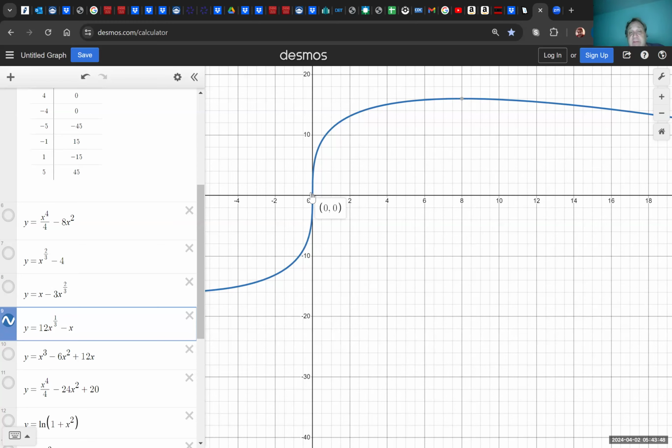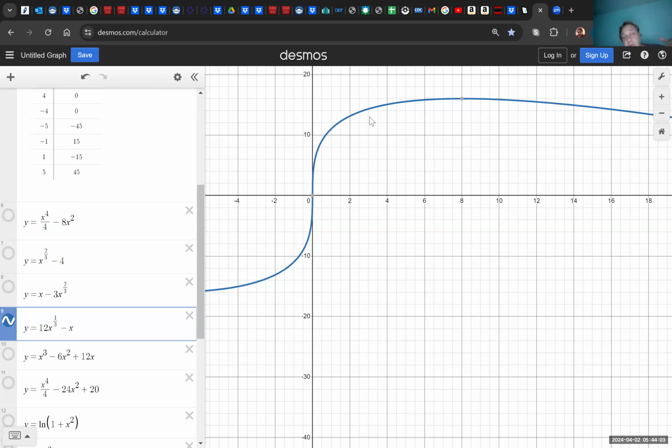We call this a point of inflection. So what do you mean by a point of inflection? Well, this has to do with how the graph bows or turns. Right here, the graph is turning up. We call this concave up. And here the graph is turning down, concave down.